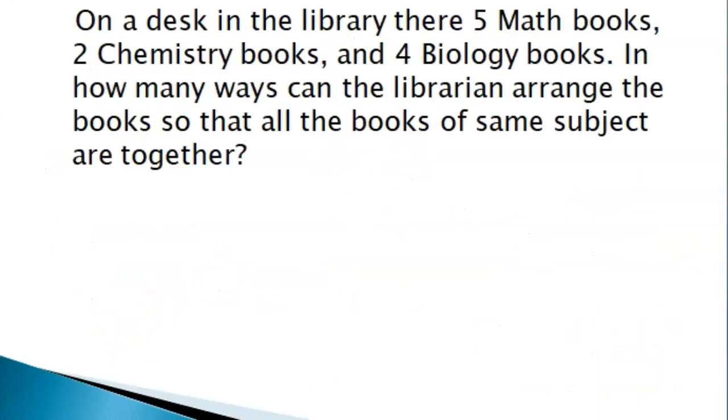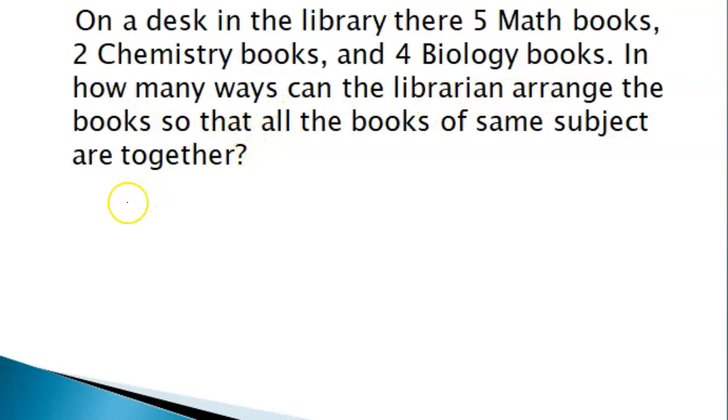Let us look at another problem. On a desk in the library, there are 5 math books, 2 chemistry books, and 4 bio books. In how many ways can the librarian arrange the books so that all the books of the same subject are together?